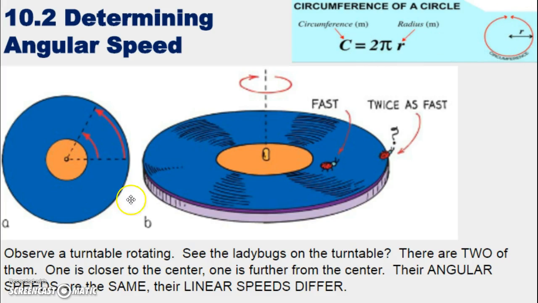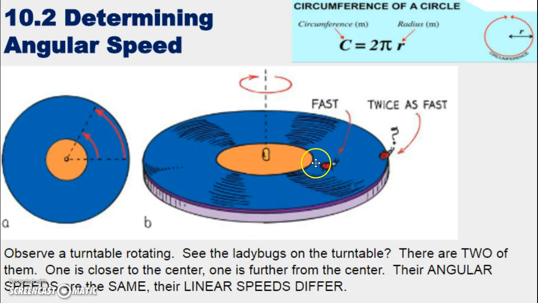So here we go. Observe the turntable rotating. Notice this here is rotating clockwise. It's kind of misleading here, because it says it's moving clockwise, yet here it looks counterclockwise. So let's not overthink it. See the ladybugs on the turntable. Here's a ladybug, here's a ladybug. So there are 2 of them.